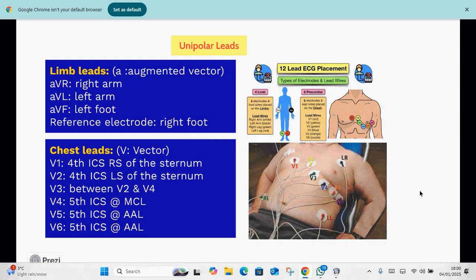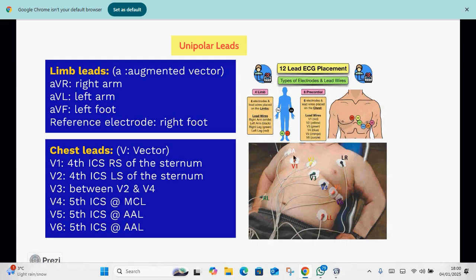Okay, I'll repeat it again. In ECG, there are electrodes and leads. Is that clear? Yeah, clear. The electrodes are what you put on the body, what you stick to the body. These are called electrodes.